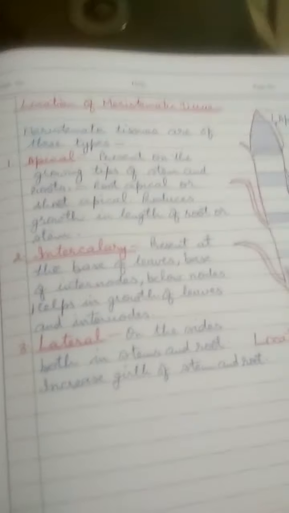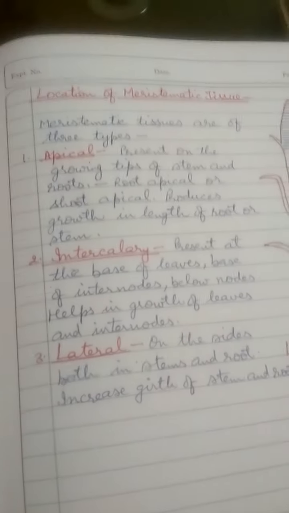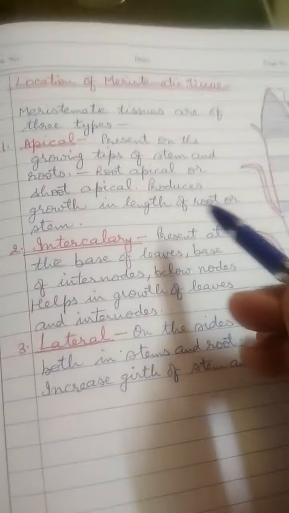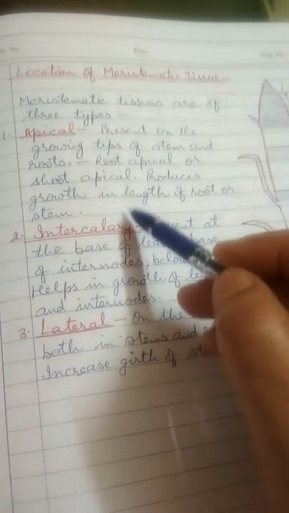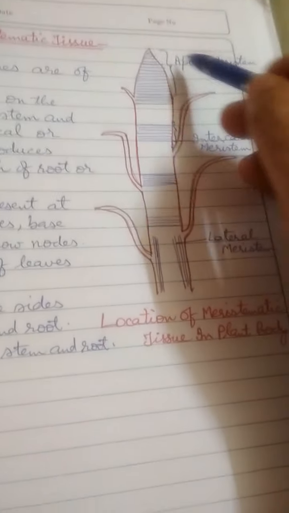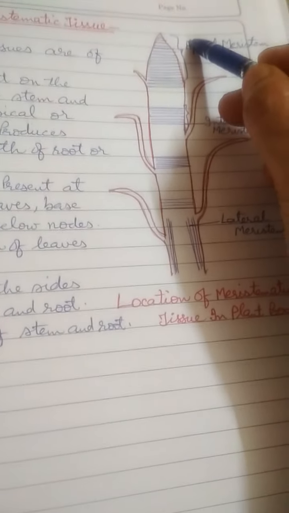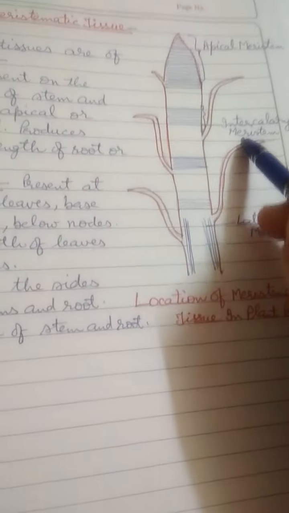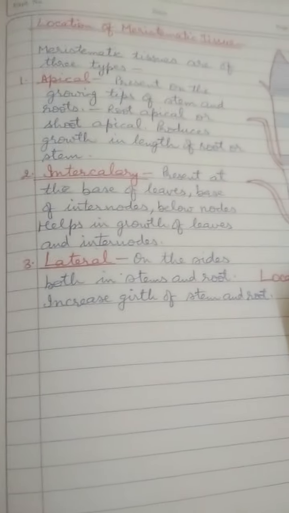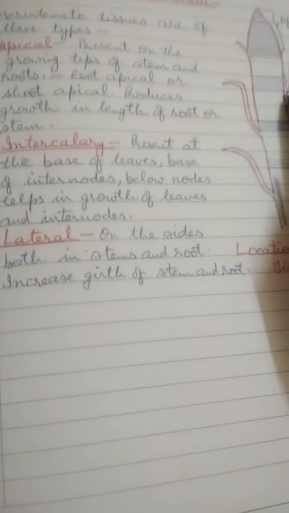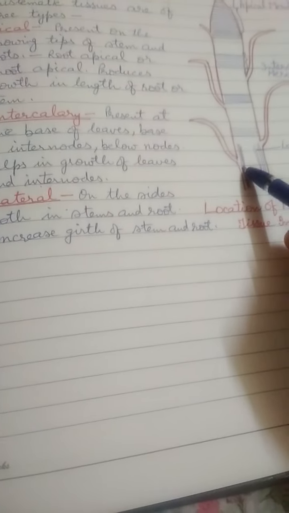Now let us see the location of meristematic tissue. As I already told you, there are three types of meristematic tissues: apical, intercalary and lateral. Let us see their position. Apical meristem is present at the tips. Intercalary meristematic tissue is present between the nodes and internodes or at the base of the leaves, and lateral meristematic tissue is present on both the sides of stem and roots.